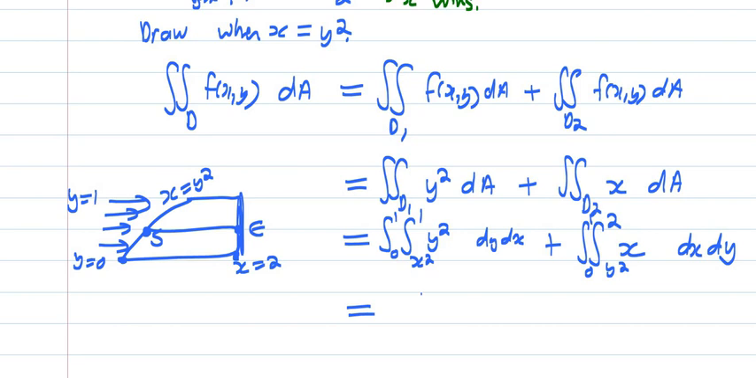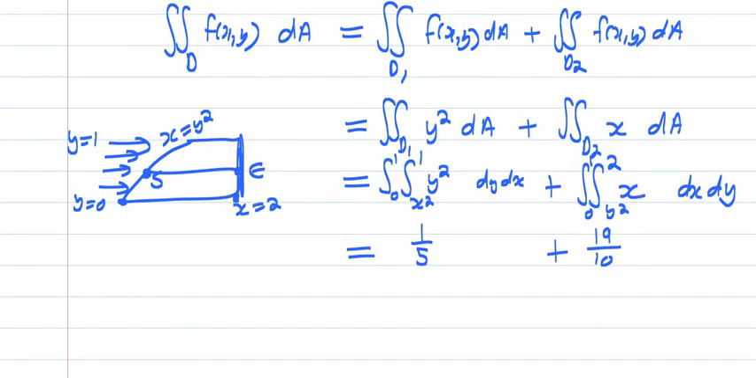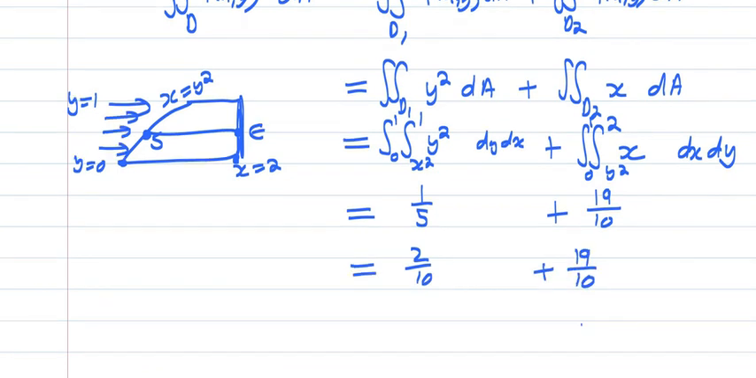I got this as 1 over 5, so please verify that. Then I did the double integral over region D2. I did the calculation and I got this as 19 over 10. And then it's easy, 1 over 5, that's 2 over 10, plus 19 over 10. To add up those two fractions, we get 21 over 10, and that is the answer to the bonus question. If you got that, well done, pat yourself on the back.